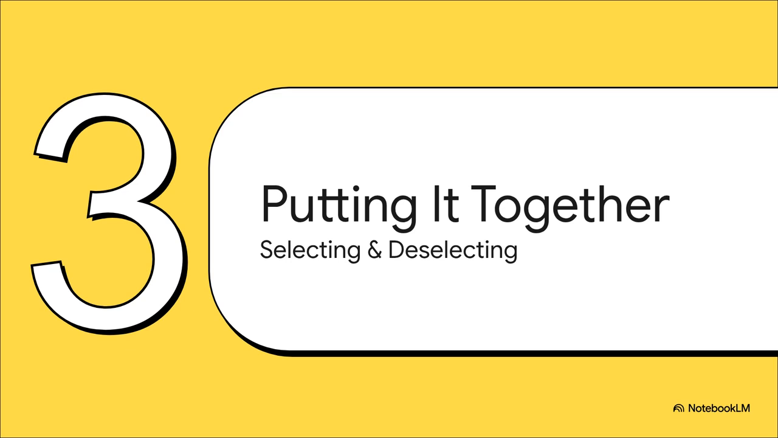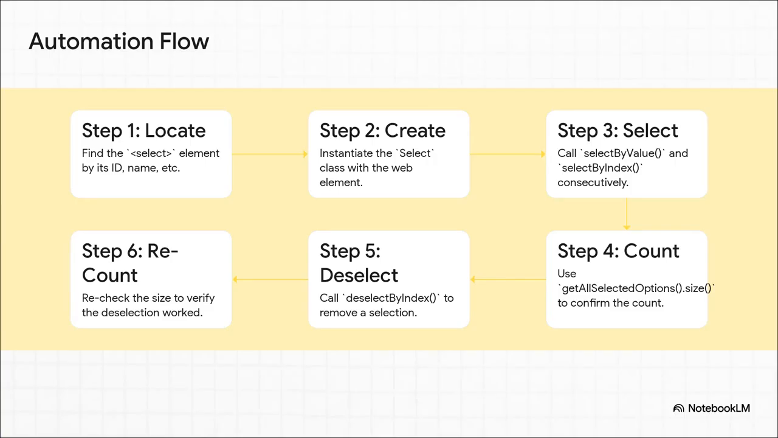Okay, theory is great, but let's get our hands dirty. Seeing this stuff in action is what really makes it click. Let's walk through a real-world automation flow. You know, when you lay it all out, the logic is actually beautifully simple. First, we find our element and wrap it in a select object. Then, the fun part, we just start calling our select methods, one after another. After we've picked what we want, we verify it by counting the selections. Then we can deselect an item and, this is the crucial bit, we count again to prove it worked. It's this perfect, clean cycle.